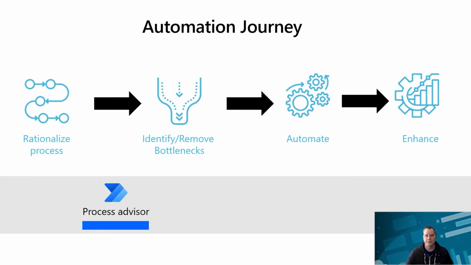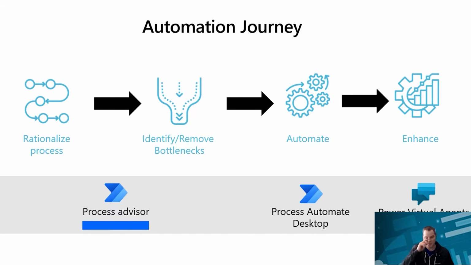Once we have a sound business process that we're ready to automate, we can go ahead and do so using Power Automate itself. In this case, we'll also take advantage of desktop automation through Power Automate Desktop as part of another tool in our toolbox in order to go ahead and solve that.